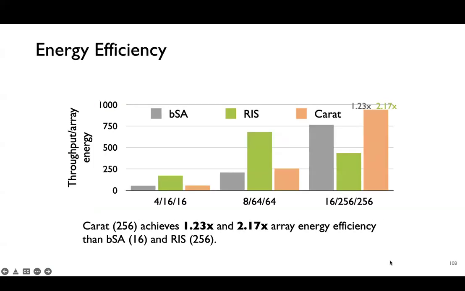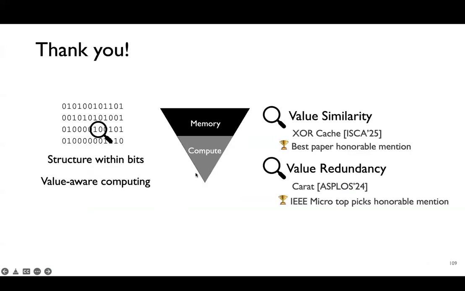Yeah, so I guess that's it for this talk. In this talk, we went through two designs. One of them is XOR cache, which focuses on value similarity in the memory layer, more specifically focusing on compression in the last level cache. And in the second work, we exploit value redundancy in the AI inference workload compute layer and identify opportunity to reduce redundant computation. Right? With that, I'm happy to take any question.